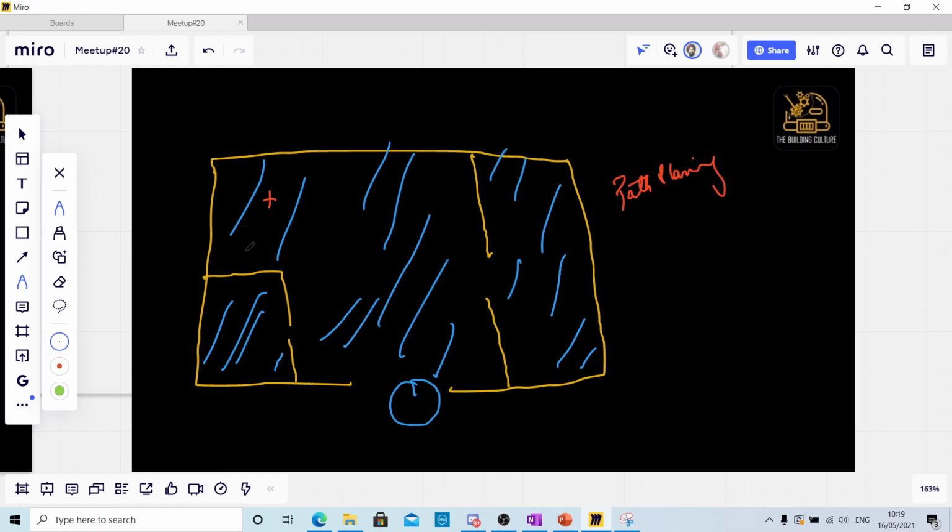And for the SLAM approach also, you can now imagine that all we are doing with these approaches is trying to find the localized position of the robot with respect to the environment and understand the environment more clearly.